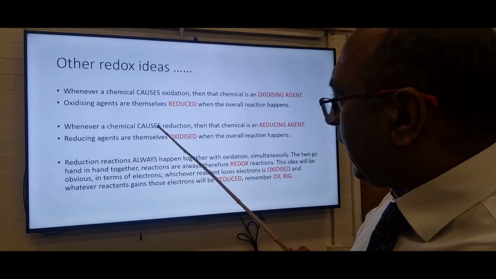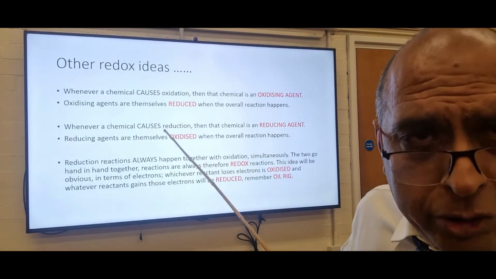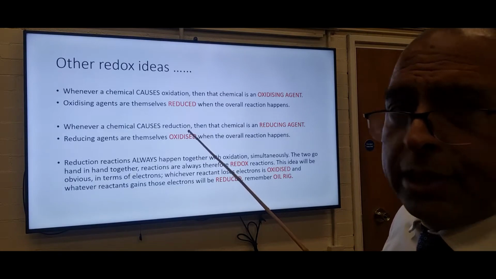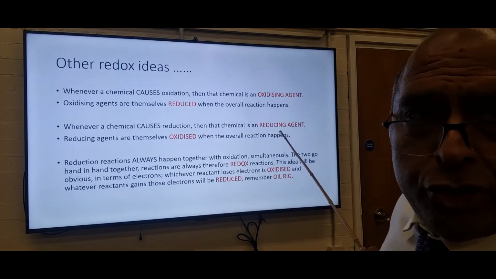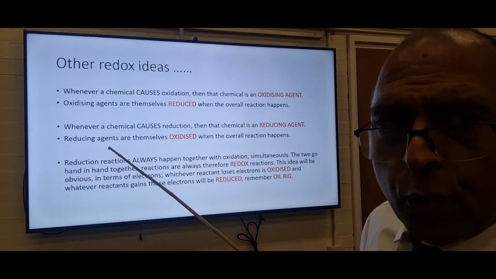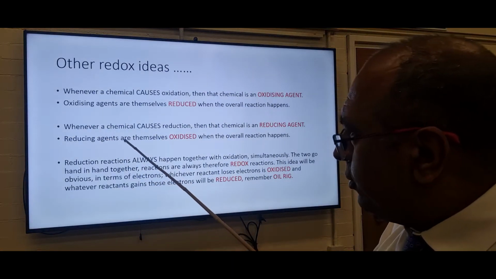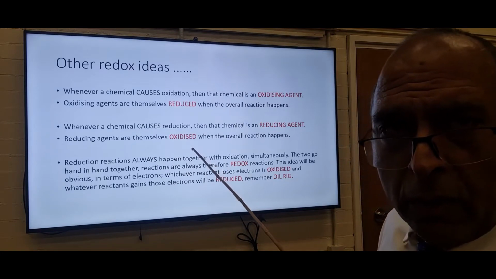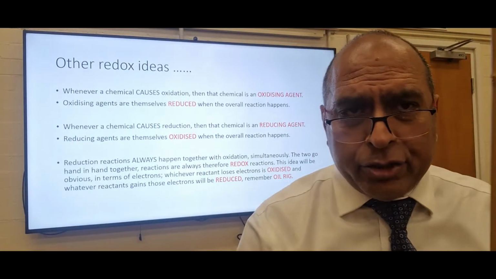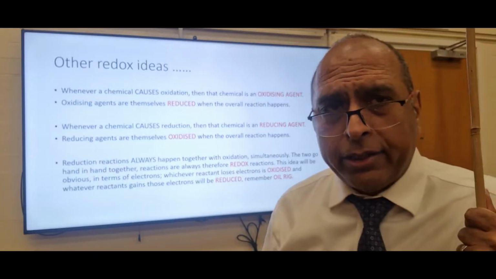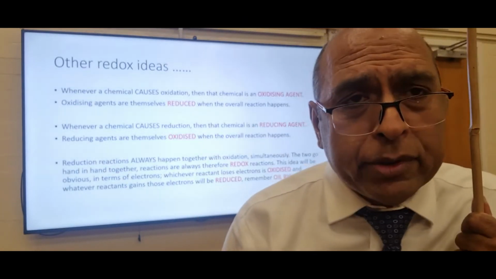Similarly, how about something that causes a reduction? Well, when it causes a reduction, it is obviously going to be a reducing agent, and reducing agents, when they work as reducing agents, are themselves oxidized. So reducing agents cause reduction and are themselves oxidized when that reaction happens.